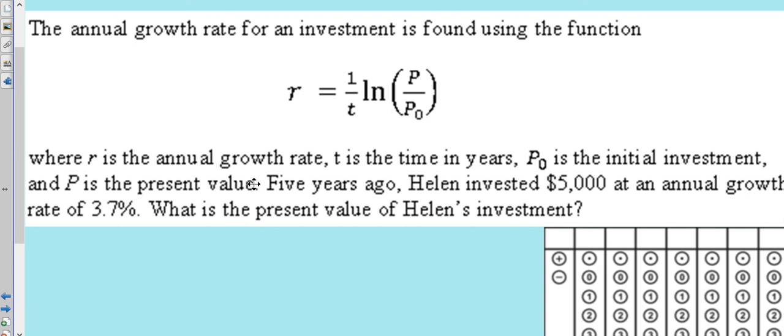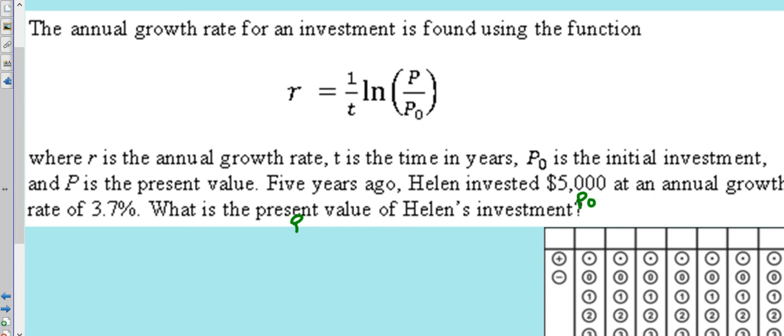Growth rate, t is the time in years, P naught is the initial, and P is the present. It says 5 years ago, so that's giving us our time. 5 years ago, Helen invested $5,000 at an annual growth rate of 3.7%. What is the present value? So it's looking for the present value, which is capital P. This, 5 years ago, is then P naught.